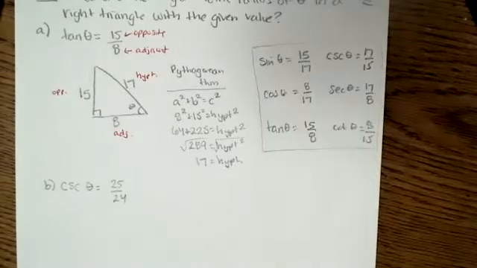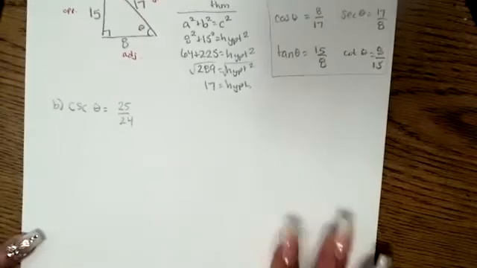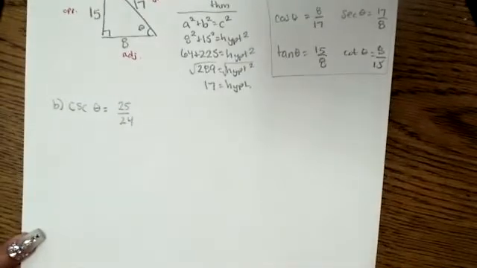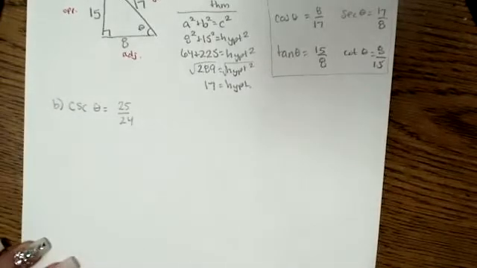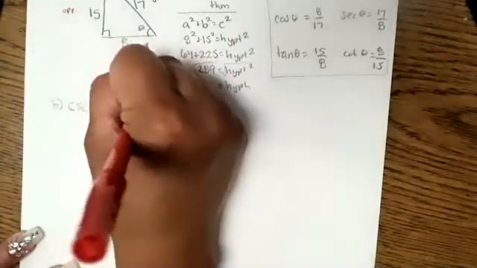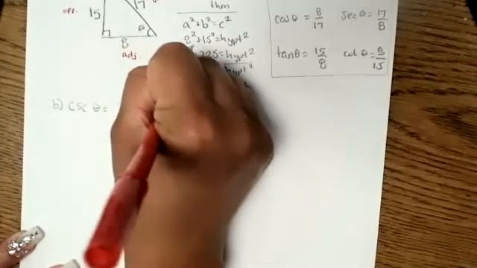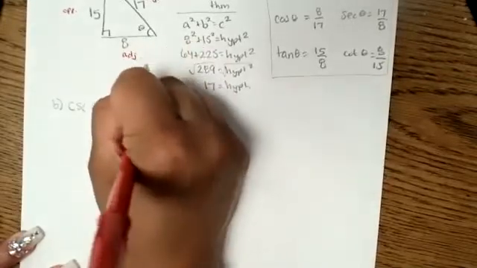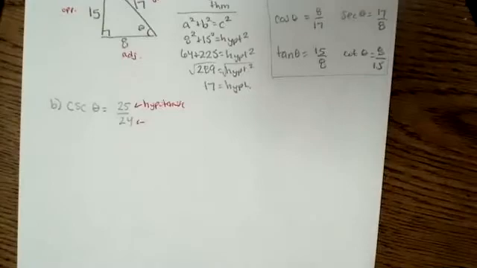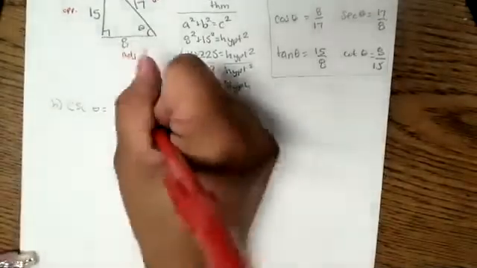Go ahead and hit pause and try this one, and then hit play and see if you get it right. I'm going to go ahead and solve it now. This is cosecant. On cosecant, this is the hypotenuse. And this one right here is going to be the opposite.